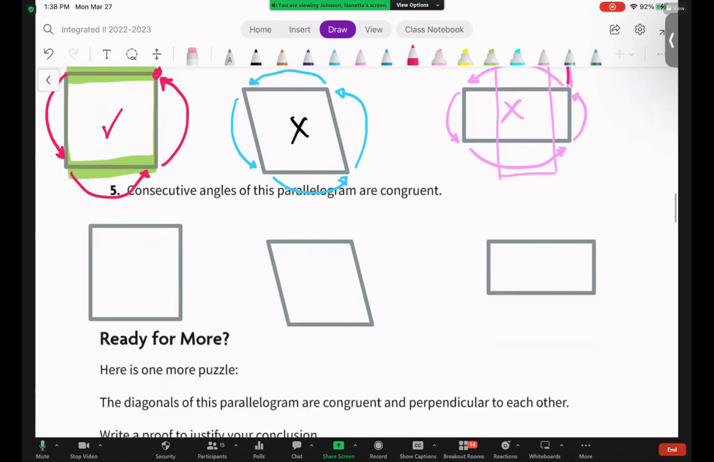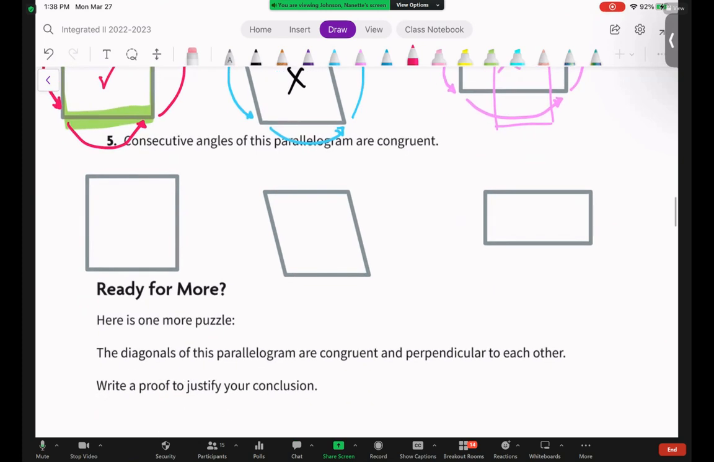Okay. So we already said this word consecutive, right? So consecutive angles are not supplementary but are congruent. So they want to know, are the consecutive angles congruent? What does consecutive mean now? Again, what does consecutive mean? Yeah, next to. So is this guy congruent to this guy? For a square, for a rhombus, for a rectangle, what do you think? Who is yes and who is no?